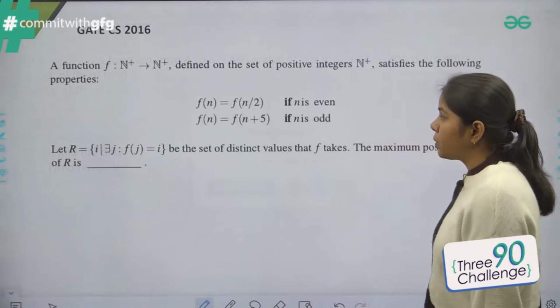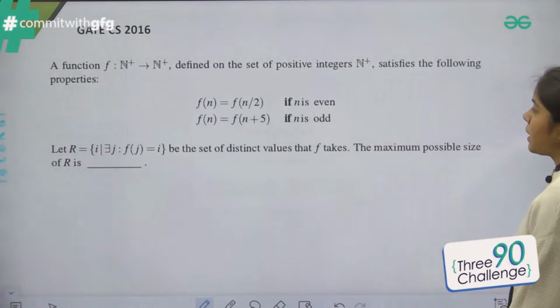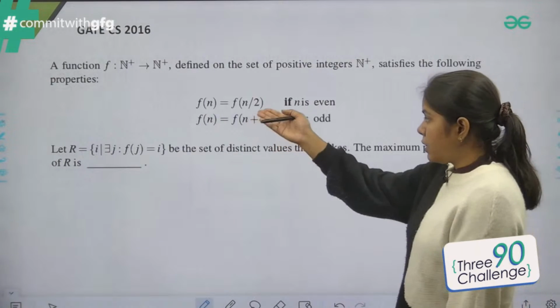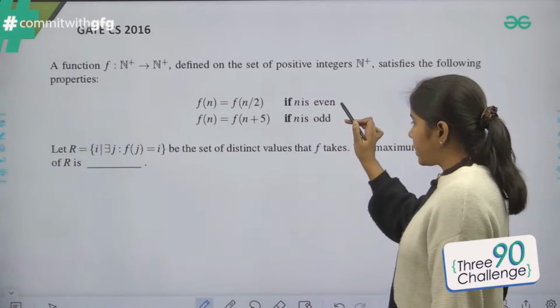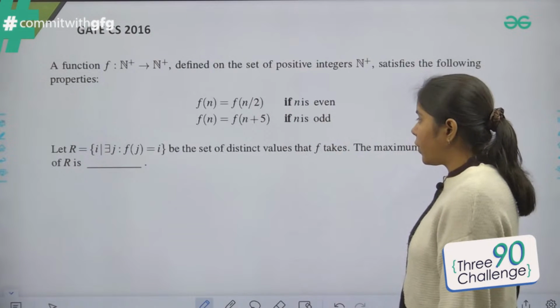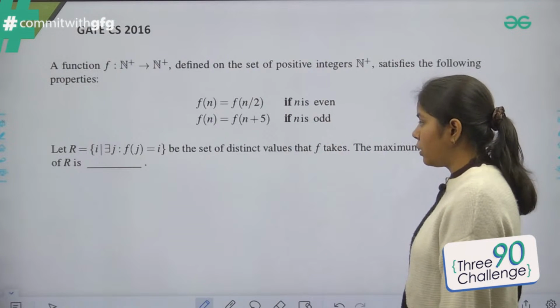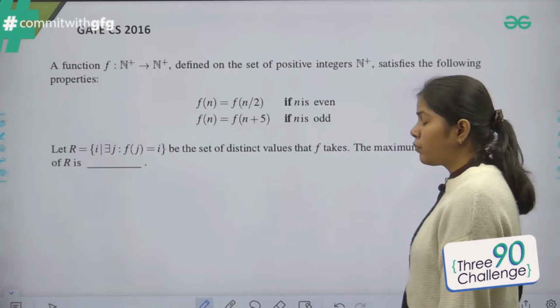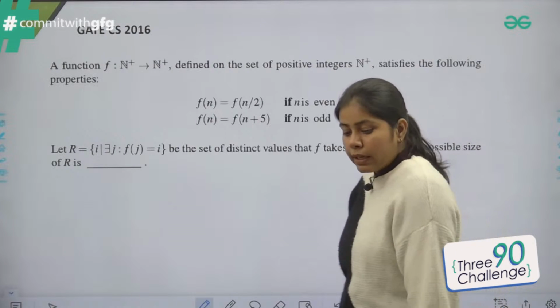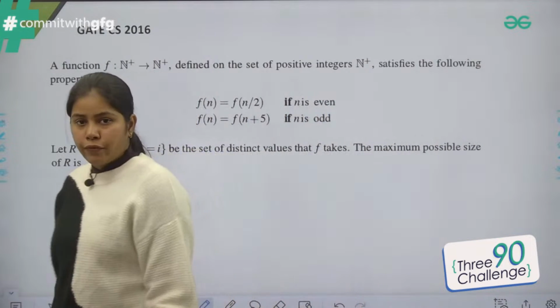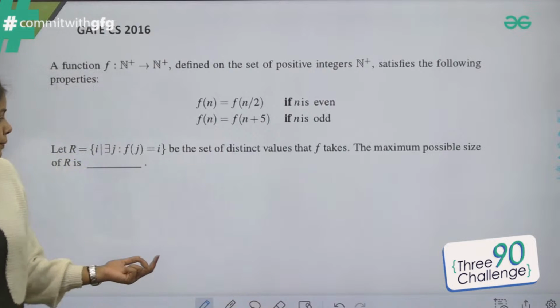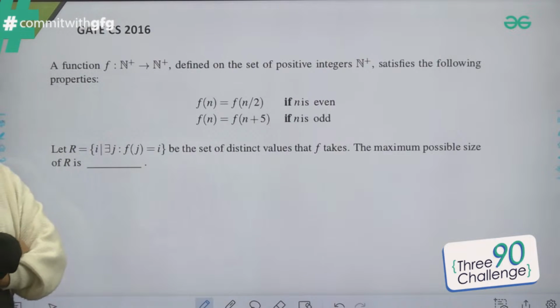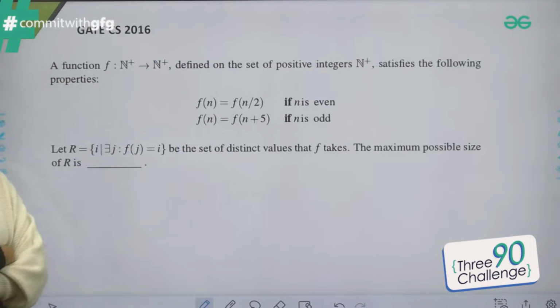Yeah, this is another question from function. It says that function is defined, f of n is equal to f of n by 2 if n is even, f of n is equal to f of n plus 5 if n is odd. Then we have to find out the set of distinct values that f takes. That means we have to find out the range of f. So try to find out the range value for this function f.